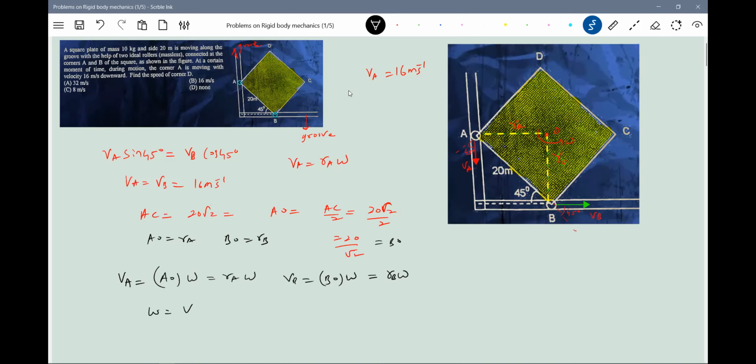So let's calculate omega. VA by RA, VA is 16, RA is 20 by root 2, so omega is 4 root 2 by 5. This is the angular velocity, which we know. Can we get the speed of D? Can we guess the direction of the velocity of point D? It is rotating about this O, so the linear speed of this particle should be in this direction.